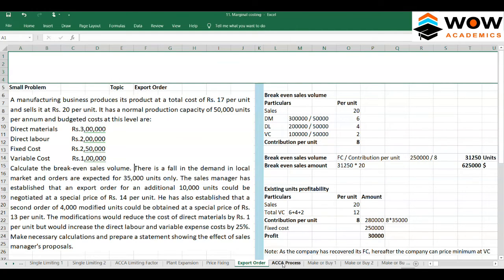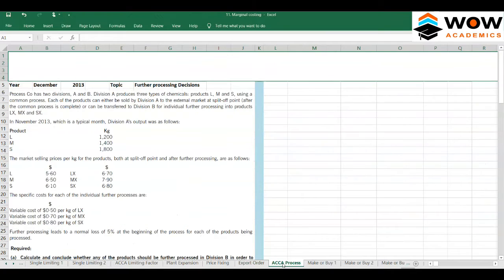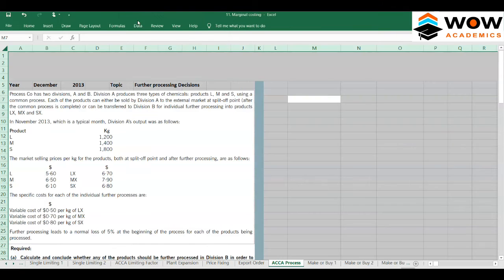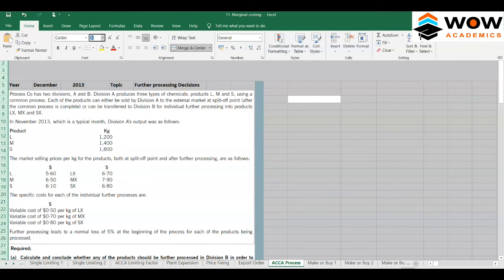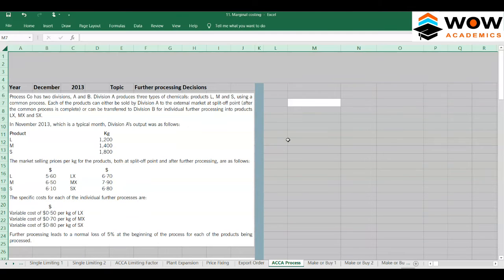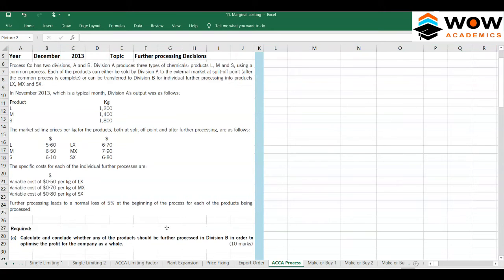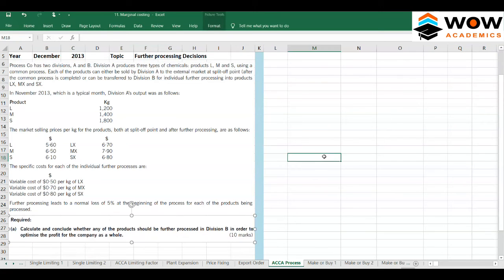So the next one is a process question. It's from the ACCA exam. It's called a further processing decision. Usually this question would come in process costing, but sometimes this kind of question can also come in management accounting. Why? Because management accounting is very general in nature, so these kinds of questions can come in management accounting also. So let's work it out.